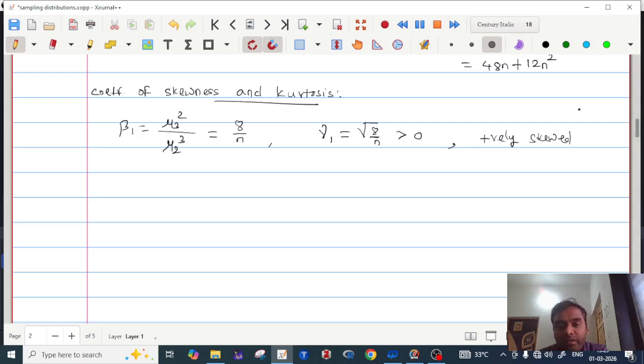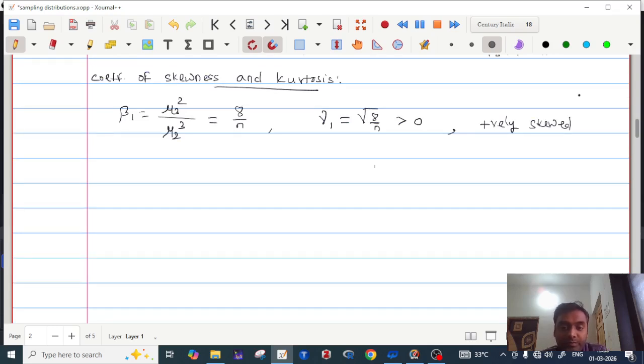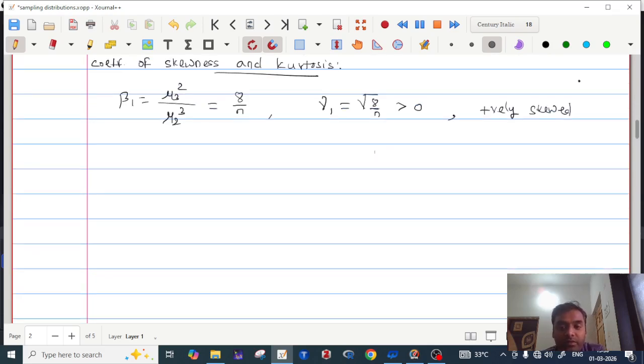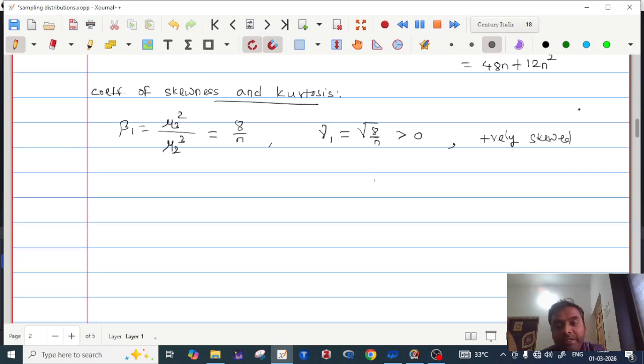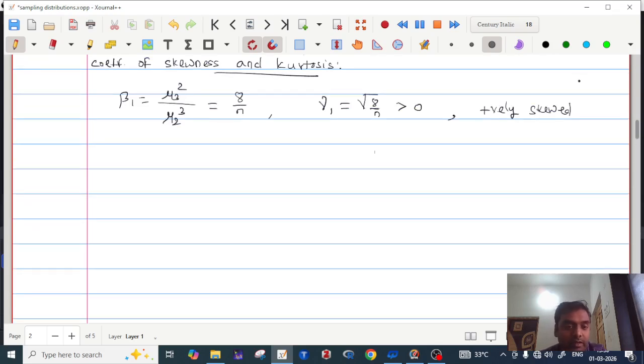If you observe here, for large n, if you take the limit of this gamma 1, gamma 1 tends to 0. So for larger n, this chi-square distribution will follow a normal distribution. So sometimes it is also called a symmetric distribution for large n. And in general, the chi-square distribution is a positively skewed distribution.